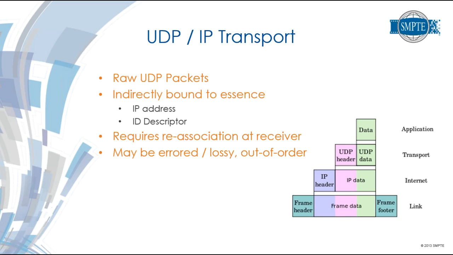It may be errored. It may be lossy. It may be out of order because it's now going across an IP network with unacknowledged packets. That's actually all okay, because enough packets will make it to the receiving end, hopefully. If something on the order of 90% of them make it, then it can do its job. It doesn't need every packet, every frame to do its work.